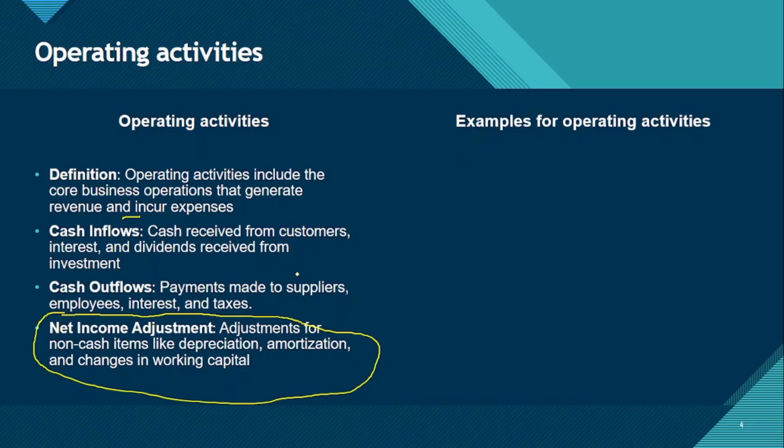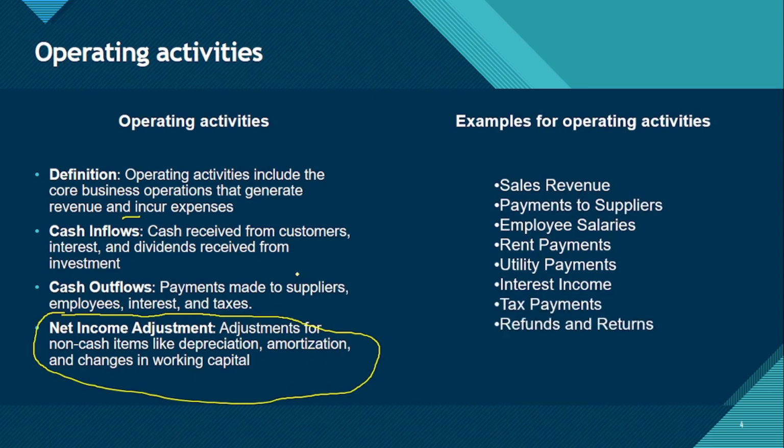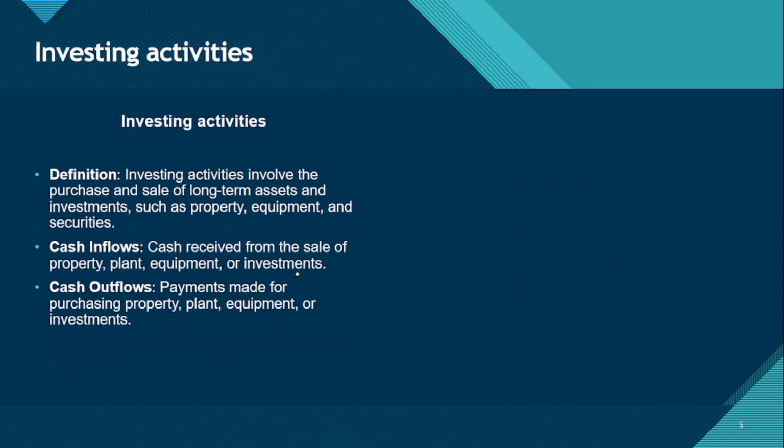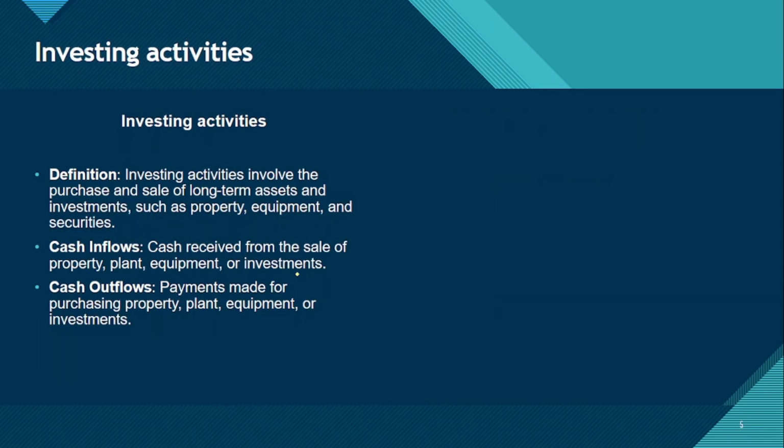Here are some examples of operating activities: sales revenue, payments made to suppliers, employee salaries, rent payment, utility payment, interest income, tax payment, refund and return. So all these come under the operating activities. The next activity is investing activities. Investing activities involve purchasing and selling of long-term assets, investments, property, plant and equipment, securities, everything.